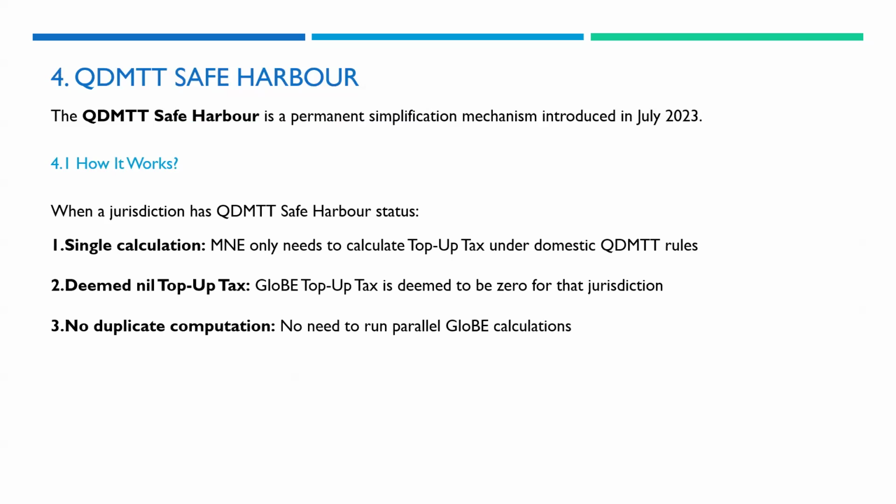So while applying UTPR and IIR, you can say that it's deemed zero for that jurisdiction. If one of your jurisdictions has a QDMTT safe harbor, then the top-up tax is zero when it comes to IIR and UTPR. There is no need for duplicate computation, no need to run parallel GloBE calculations for parent and sister entities. So it is a big relief. You only need to do QDMTT if you have a QDMTT safe harbor status.